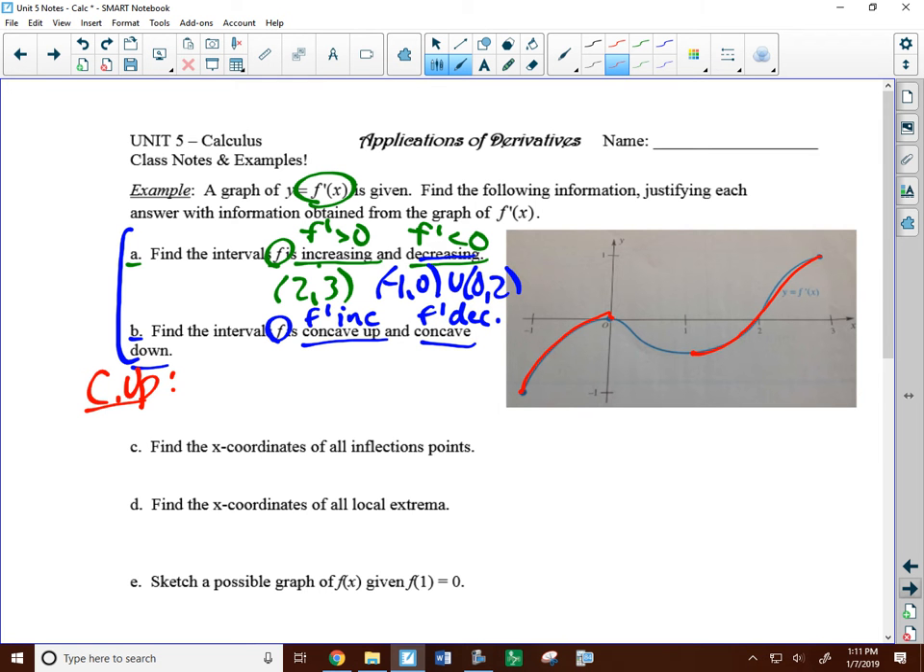All right, that's f prime. That's where f prime is going up. So it's concave up on those intervals: -1 to 0, union 1 to 3. It'll be concave down when f prime is decreasing. That's f prime decreasing, going down, from 0 to 1.